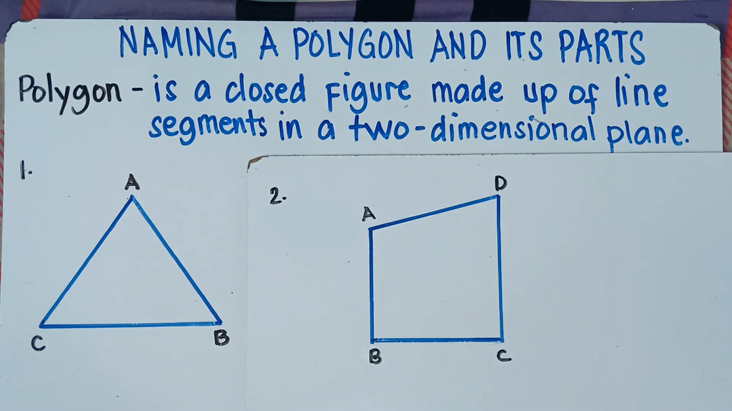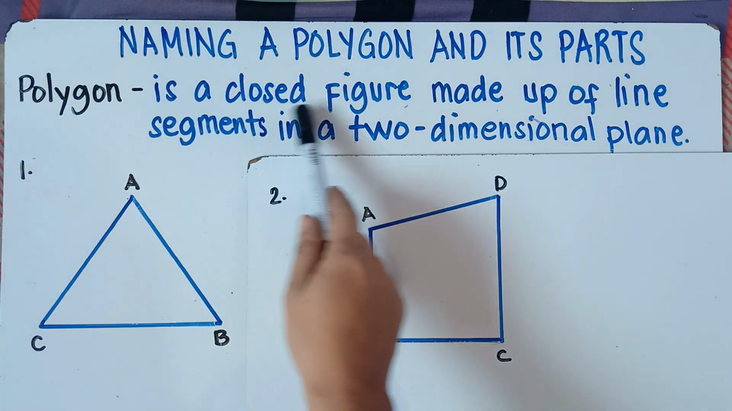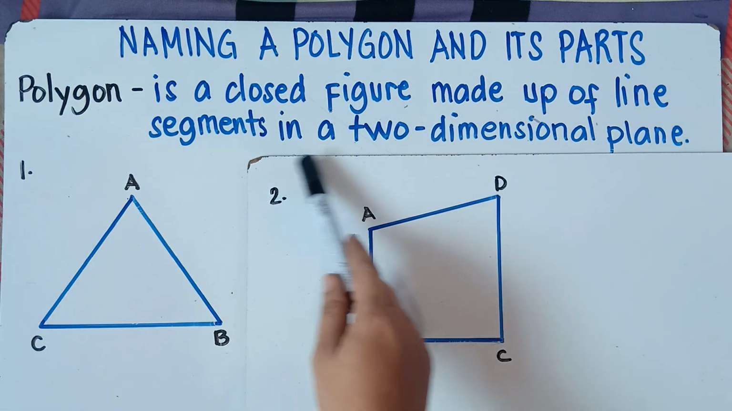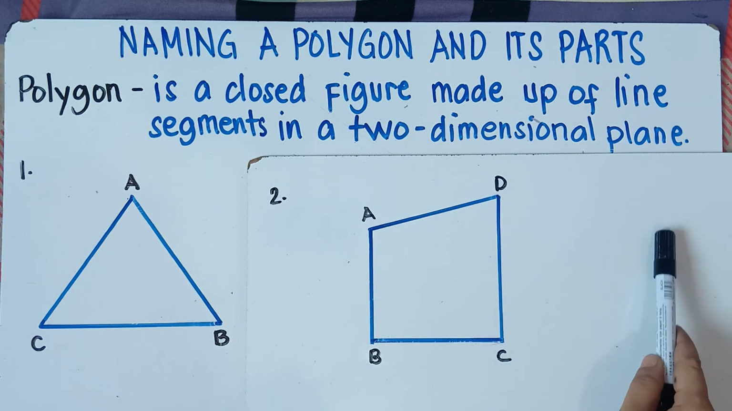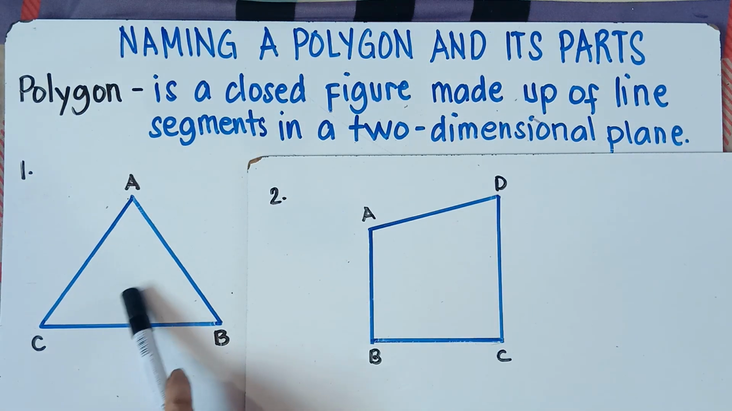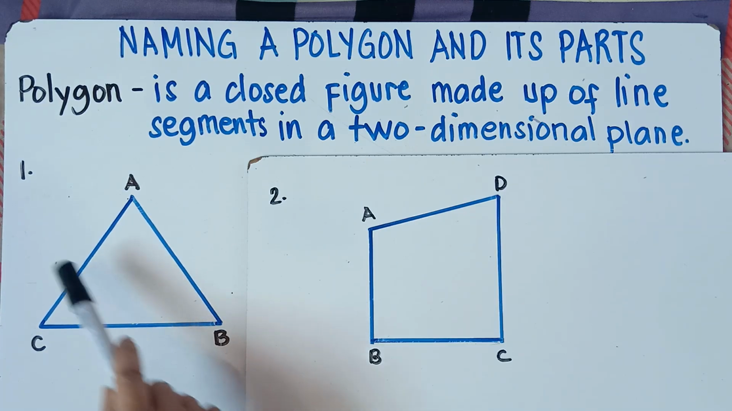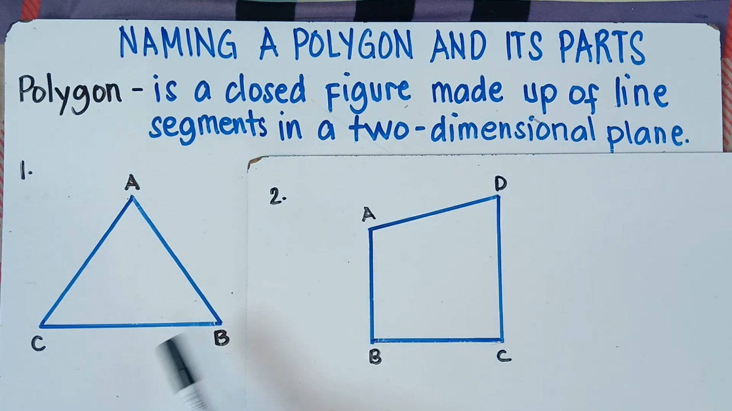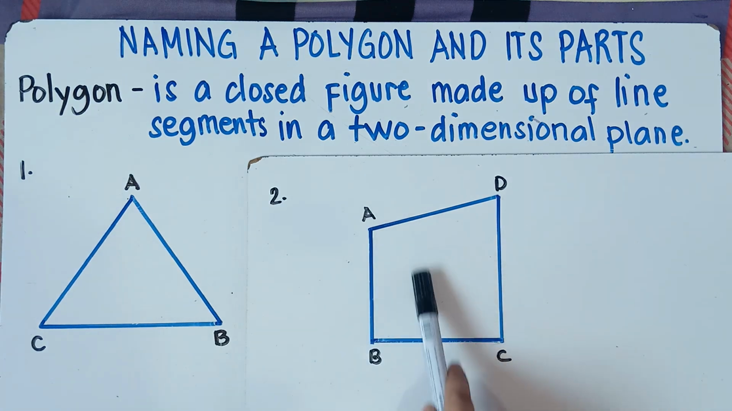Now before we name the polygon and identify its parts, let's first define what a polygon is. A polygon is a closed figure made up of line segments in a two-dimensional plane. For this first illustration, we can call this one a polygon because it is a closed figure made up of line segments. Same with number 2, it is a closed figure made up of line segments.